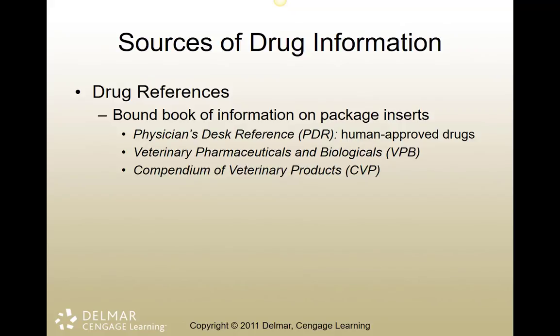You can get the PDR also for your phone or tablets. The main thing when you look at getting a PDR is that you're going to have to pay for that. So the CVP is free, the PDR you're going to have to pay for. I'm not sure if there's a form of the VPB, the Veterinary Pharmaceuticals and Biologicals, available through the App Store or not.